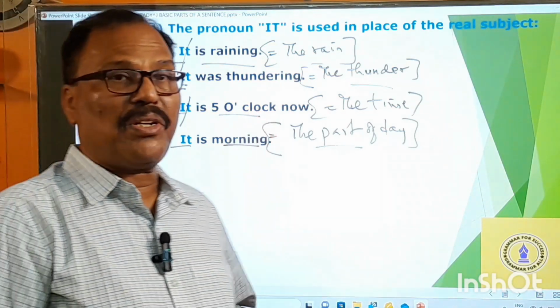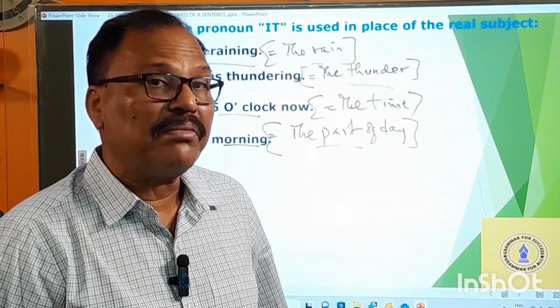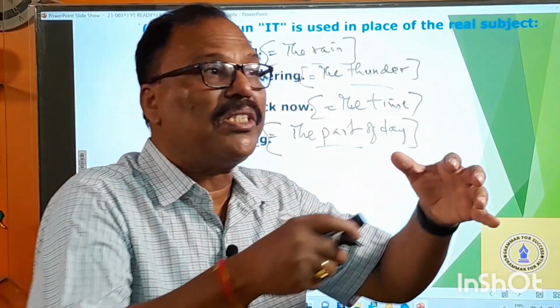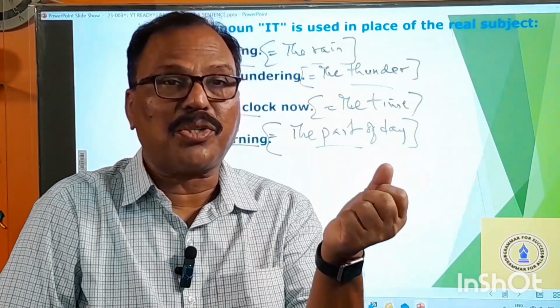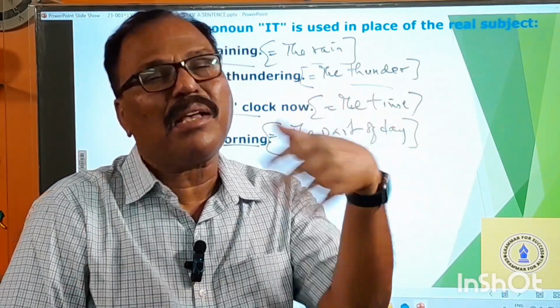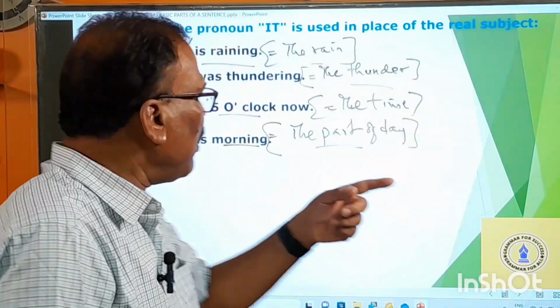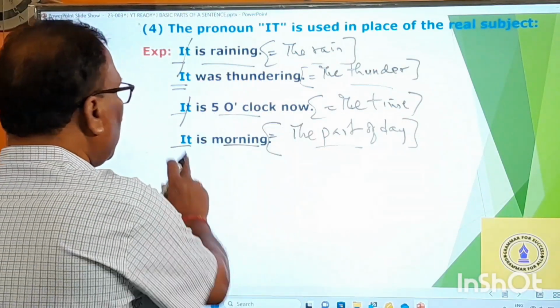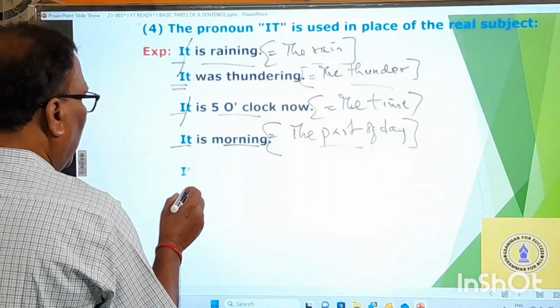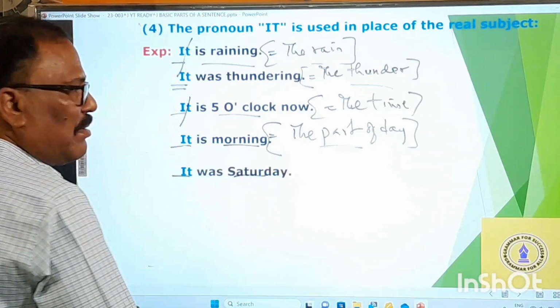In the stories especially, you say it was evening when we were all sitting in the lawn. Suddenly the earth started quaking, something like that. In the stories you come across this kind of thing. It is morning, it is afternoon, it is evening, but here "it" stands for the part of the day. And here, it was Saturday.